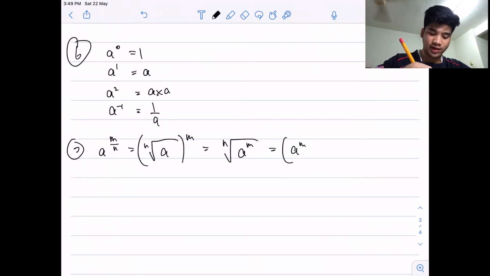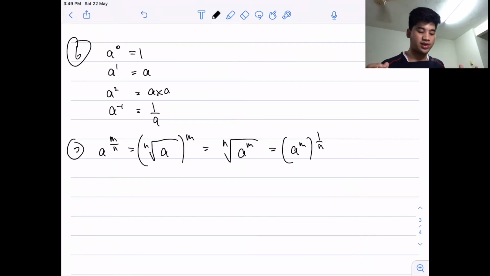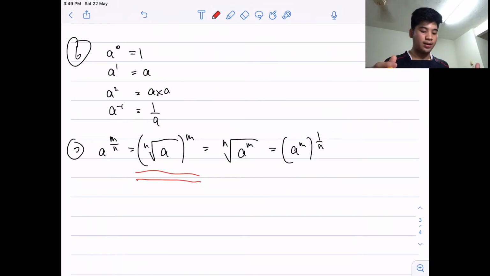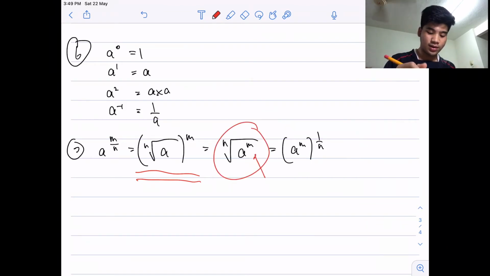You could even still write it as a to the power of m, with the 1 over n outside. There's multiple ways, but usually I would use this one over here. It's way easier and you can actually see it, because if you were to use this one, since the m is inside, it's quite hidden, I can't really see it. But this one is very obvious with the bracket and the surd outside.